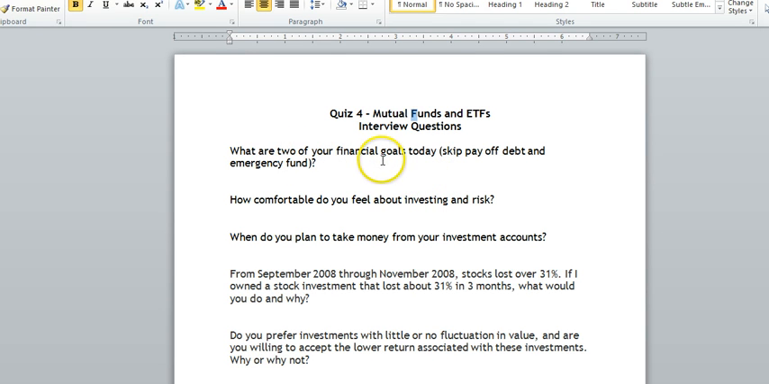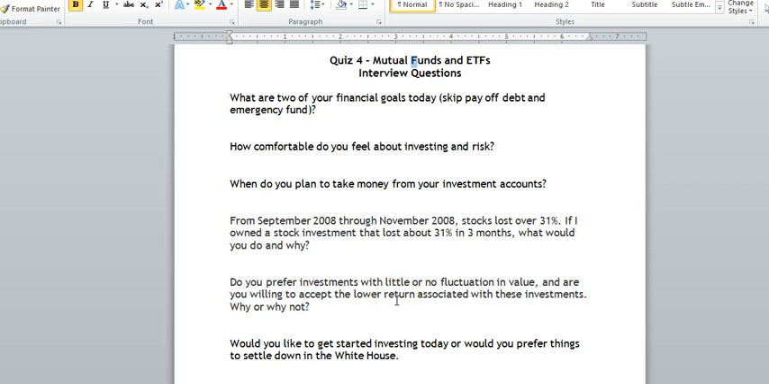Pick two of your financial goals today. So maybe one of your financial goals is to plan for retirement. Maybe it's to move out. Maybe it's to buy a car. Maybe it's to get married. Maybe it's to save for college. So I want you to pick two of your goals. And then I just want you to go through and answer these questions as honestly as you possibly can.